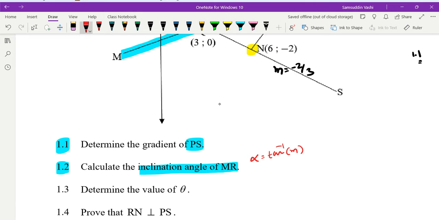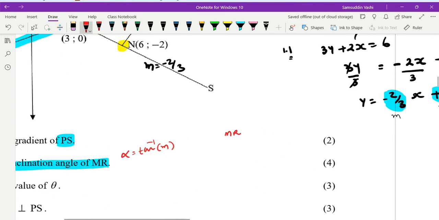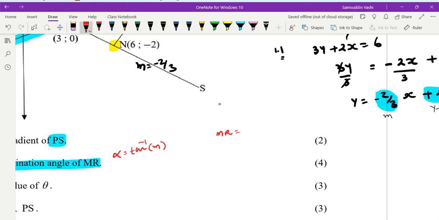Okay, what is that line? MR. Do we have a gradient of MR? Hmm? We don't have a gradient of MR. So I will first calculate the gradient. Okay. So what is that gradient? Small m of MR, y2 minus y1, x2 minus x1.